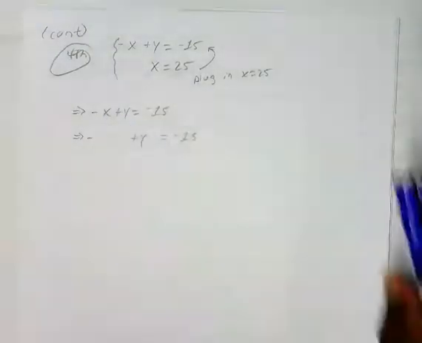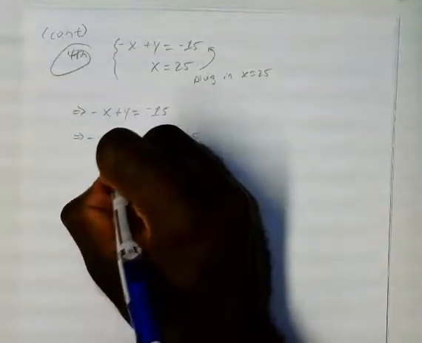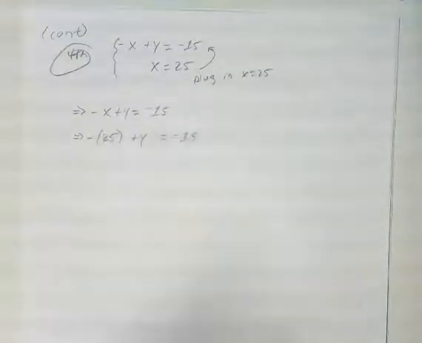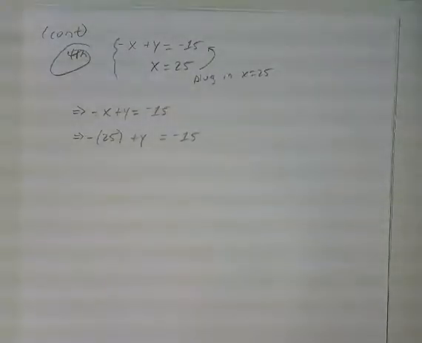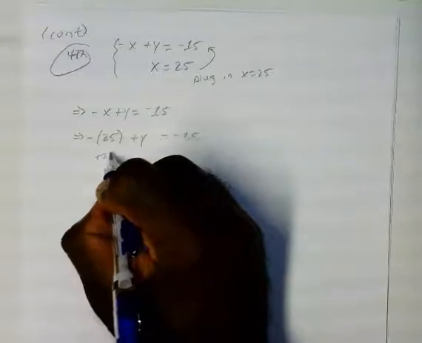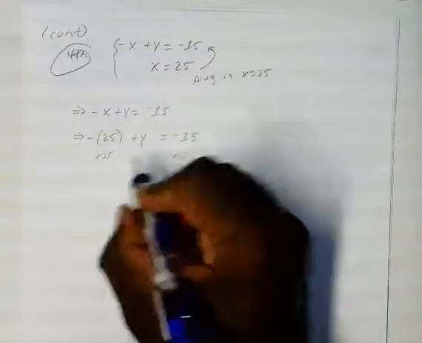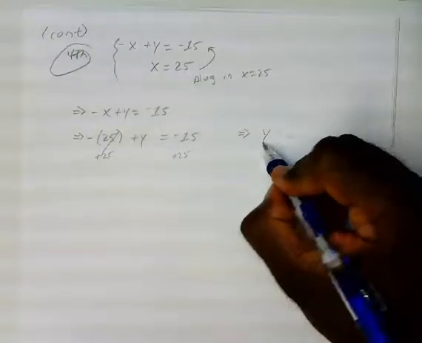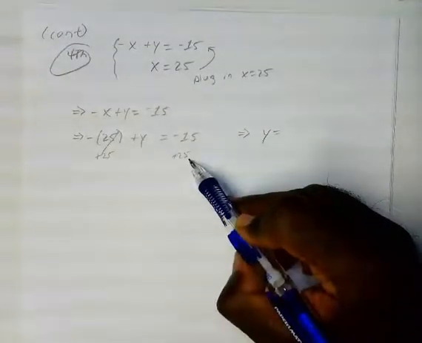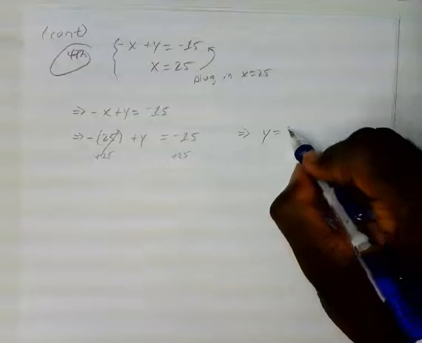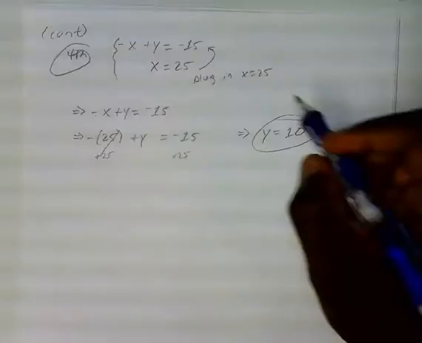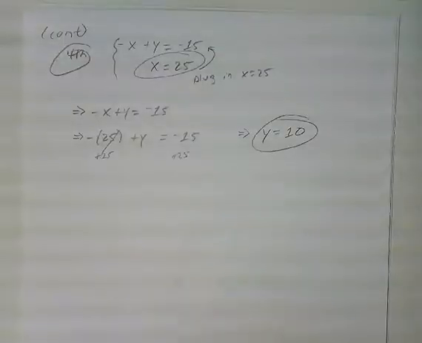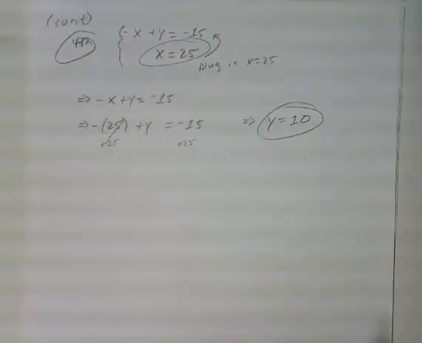Well, not really, since the negative was already there. You don't need it, but I think I just put it there out of habit. Okay, so if we add 25 to both sides, we have y equals -15 plus 25, which is +10. Okay, so we have our x equals 25, our y equals 10. Now we just plug in and solve for z.